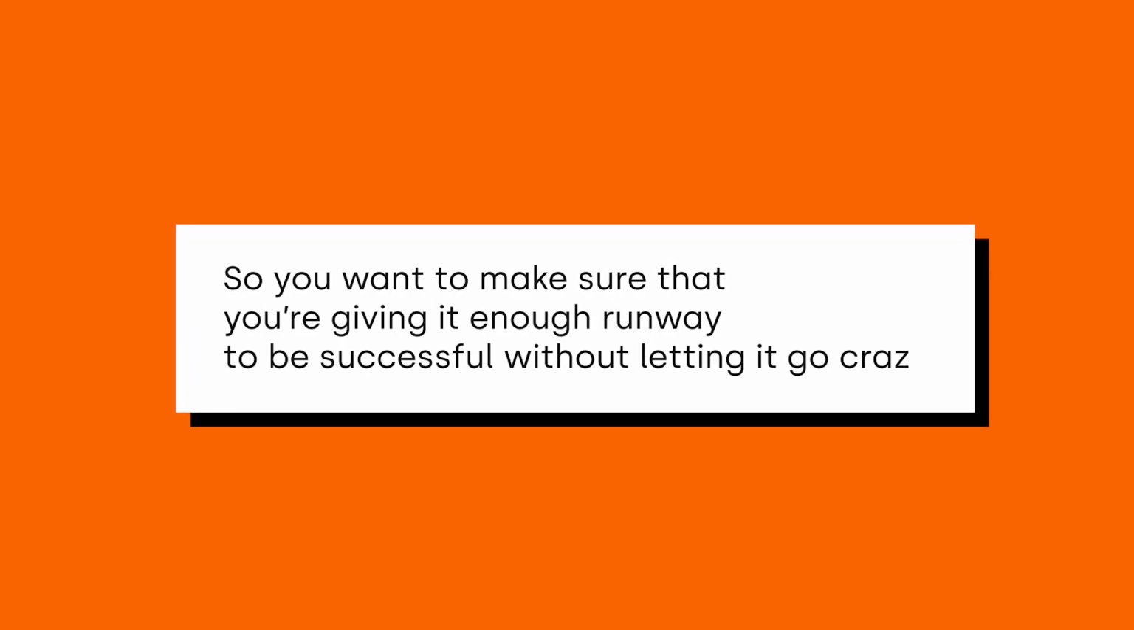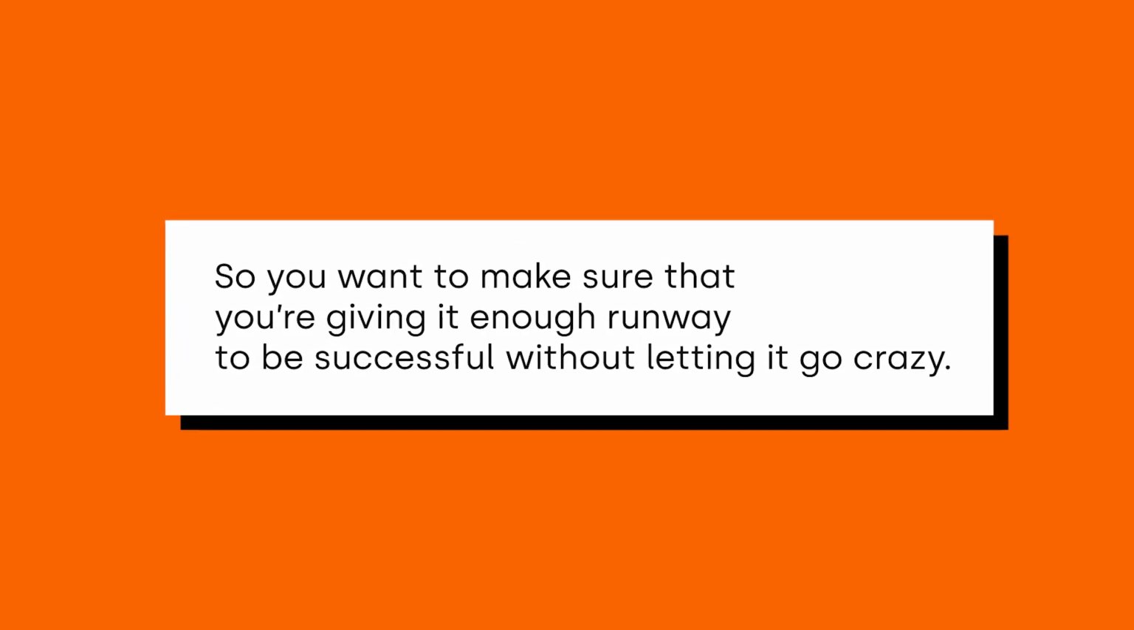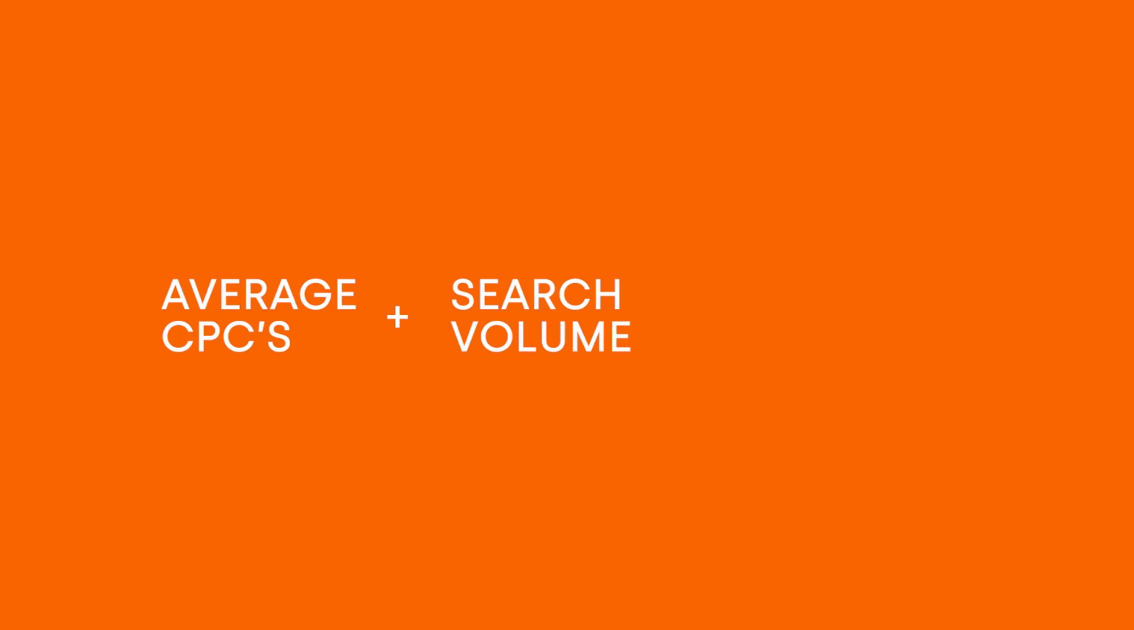delivering on your goals. However, on the same token, these machine learning algorithms require sufficient data and budgets in order to perform their best. So you want to make sure that you're giving it enough runway to be successful without letting it go crazy. Look at your previous campaign data if you have any, and if not, then look at average CPCs in your industry, sort of target metrics for CPAs, CPCs, conversion rates, and pair that with total search volume to back into a rough budget. Coming up with a budget is sort of an art and a science. It'll generally require a little bit of testing before you get it just right.